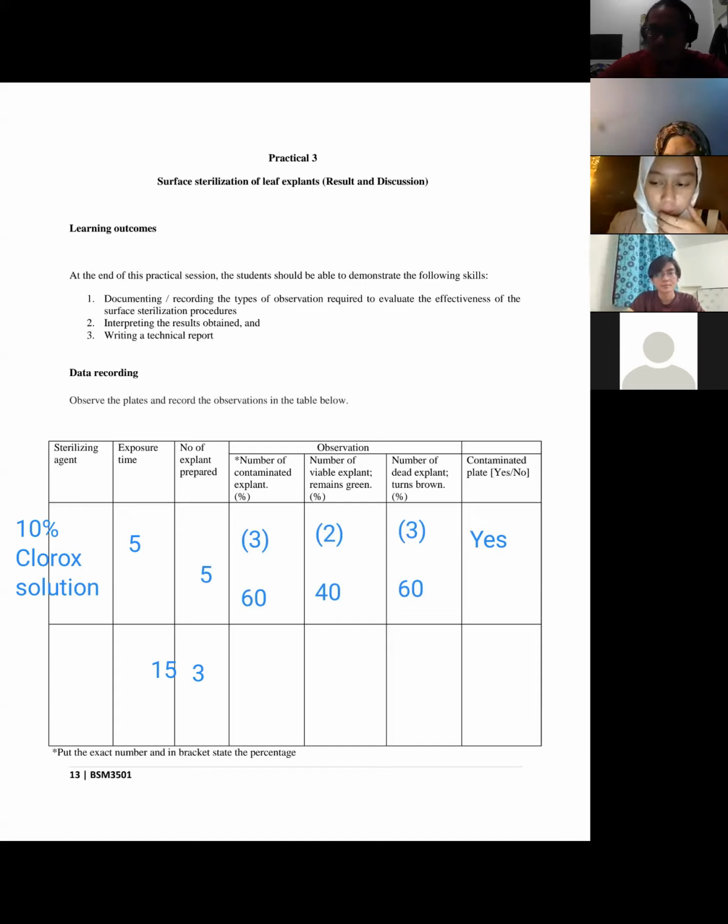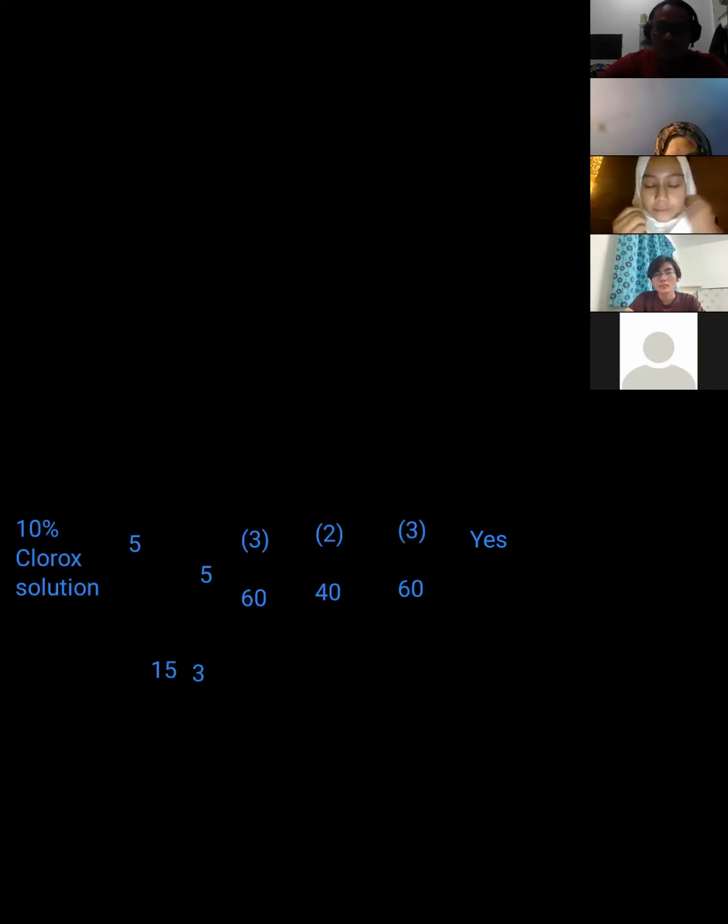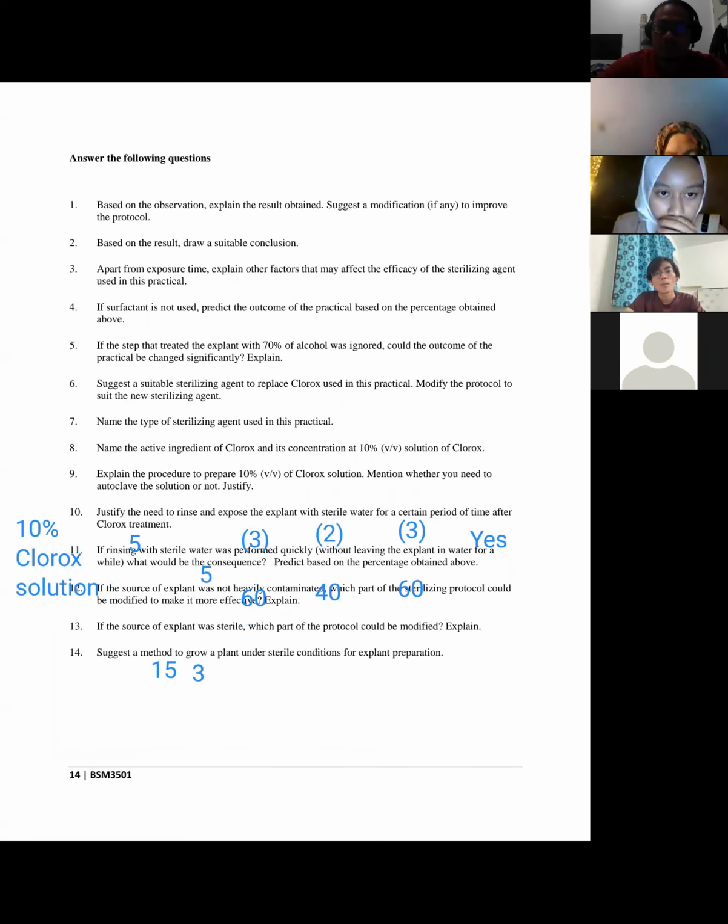I will proceed to the next page, which is the questions. Number one, based on the observation, explain the result obtained. This is the one I explained earlier. Next, suggest a modification, if any, to improve the protocol.